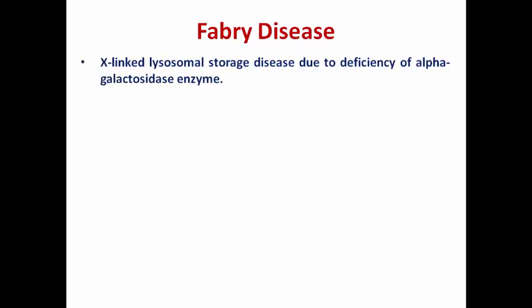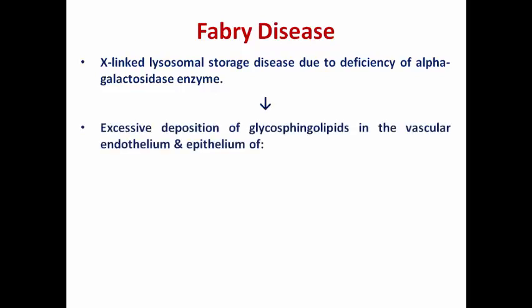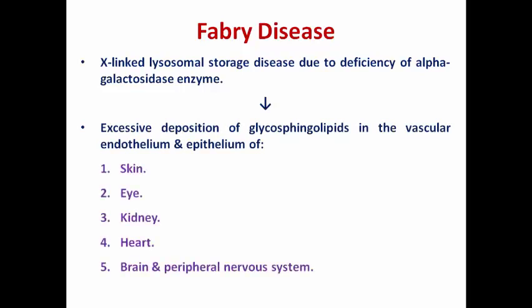A famous example is Anderson Fabry disease, which is an X-linked lysosomal storage disease due to deficiency of alpha-galactosidase, resulting in deposition of glycosphingolipids in the vascular endothelium and the epithelium of organs like the skin, eye, kidney, heart, and the brain and peripheral nervous system.